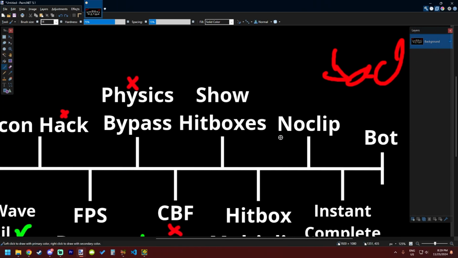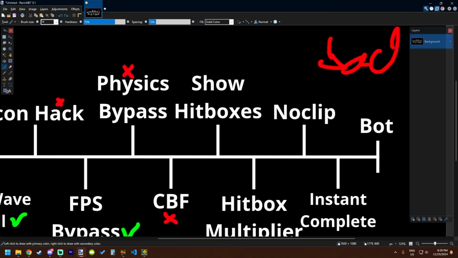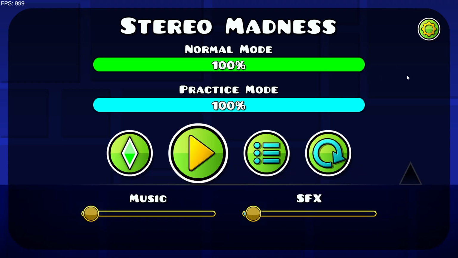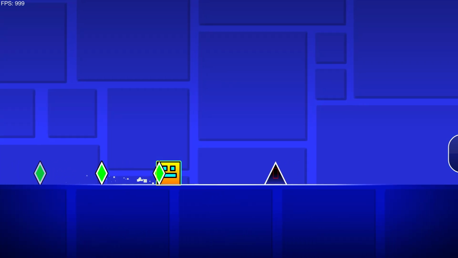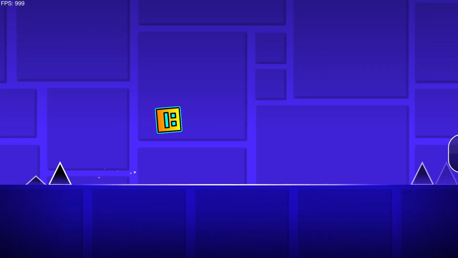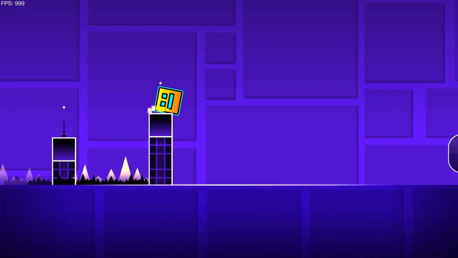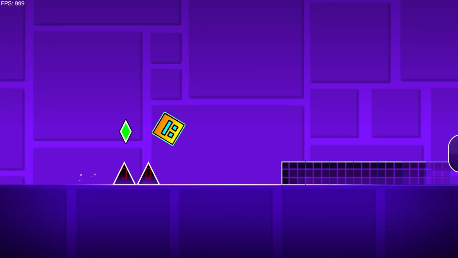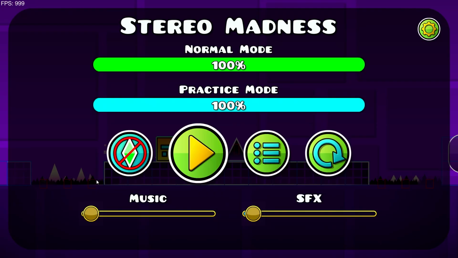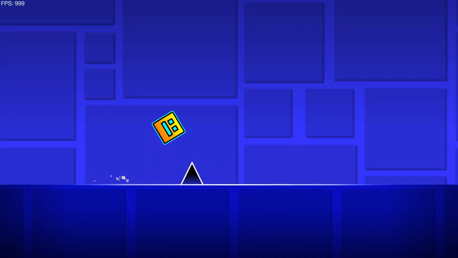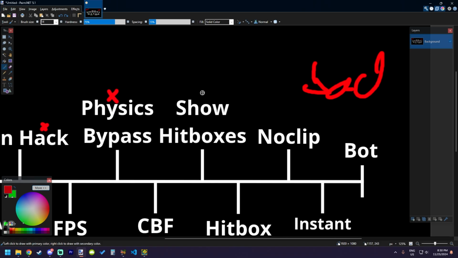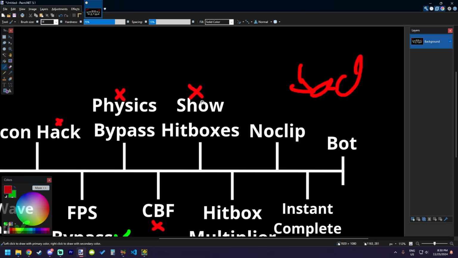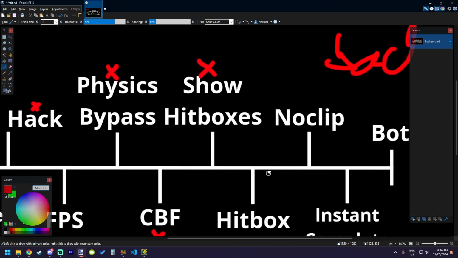So we have show hitboxes, which is a bit hard to say because right now in vanilla you can view the hitboxes if you just go over here and then practice mode, and you can turn them off and on by clicking P. That is in a secret way, don't tell anyone. But yeah, you can see the hitboxes, but if that means seeing them in normal mode while you're playing, I think that is considered cheating. Hitboxes, just like RobTop said, should only be visible in the practice mode.